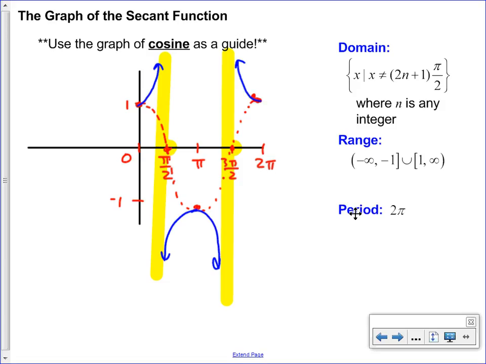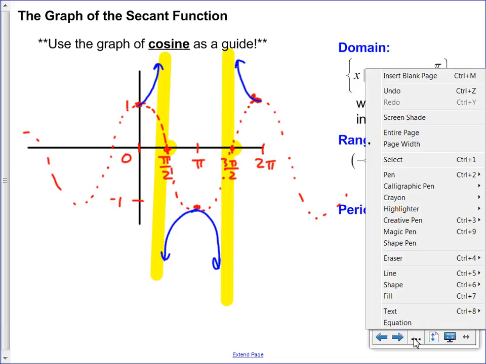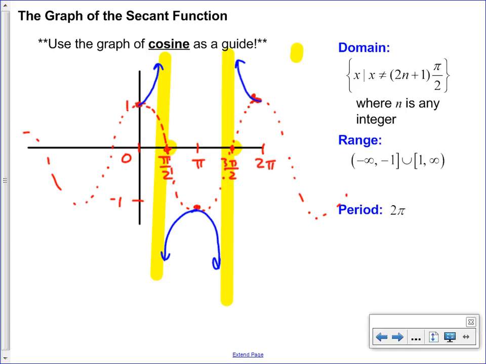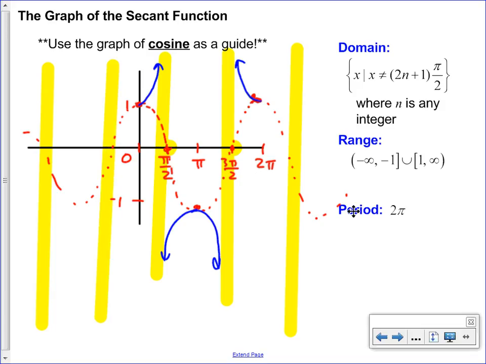If we were to continue secant like so, you would have more asymptotes. Let me get the highlighter. Somewhere around here and somewhere around here, you would have another asymptote, and over here as well. So you can continue. I'm just going to draw in a different color; you don't have to if you don't want to. Basically, this pattern continues: up, down, up, down, up, down. It's just a bunch of U's.